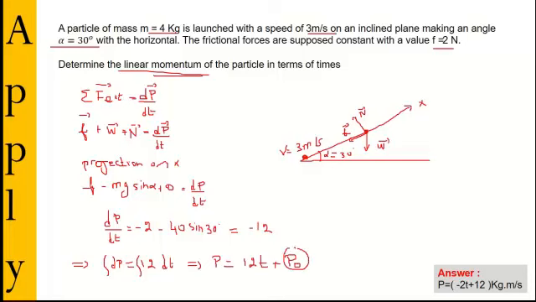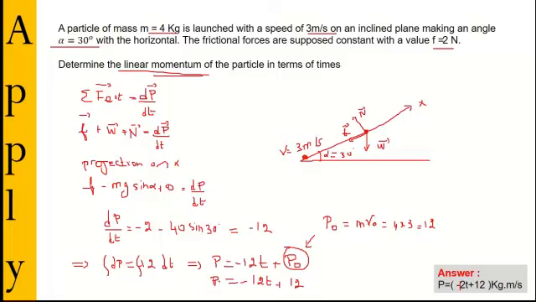Now, P0 is the linear momentum at the initial time, which we can find. It's launched with the speed of 3 meters per second. So we have V0. So I can say here that P0 is equal to M times V0, which is equal to 4 times 3 equals 12. And so we get that P is equal, so sorry, this is minus 12 here. So we'll have minus 12t plus 12. This will be P in terms of time.